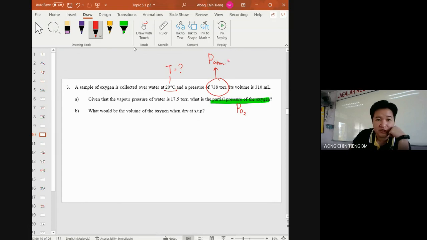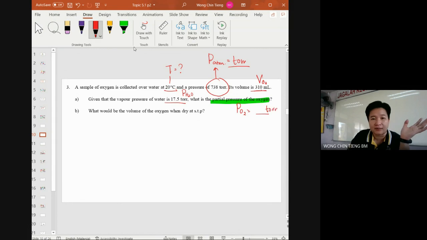So that is your torr. Your atmospheric pressure is in torr right now. You said the volume is the volume of your oxygen gas. Given the vapor pressure, that is your pH2O. What is the partial pressure of oxygen gas? Boleh. Kalau kamu kekalkan jawapan kamu kat torr pun tak ada masalah at this moment. Okay. What would be the volume of oxygen gas at dry, when dry at STP? We talked about STP last week, remember? Okay. So I want the condition for STP.